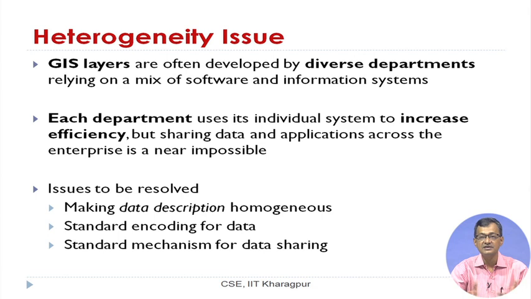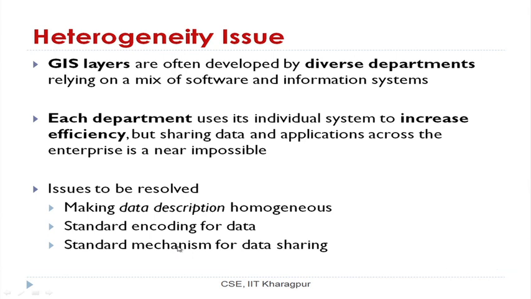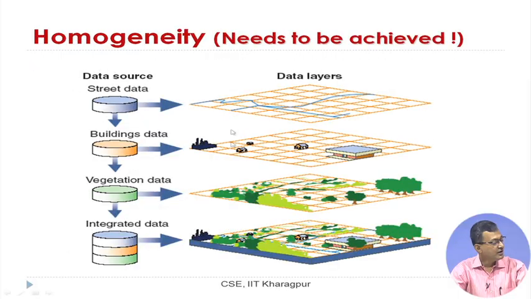So, if the referencing system is different, then I cannot query on the data. If the scales are different, then also I cannot query on the data, right. So, we need to resolve issues like data description, where I should understand homogeneity, standard encoding of the data, standard mechanism of data sharing. So, all this says that some sort of centralized computing facility, like cloud type of things, can be helpful, right. Though I can have separate types of data, like data of the street, building, vegetation, I am looking for some sort of homogeneous integrated data, because I need to query on this data.